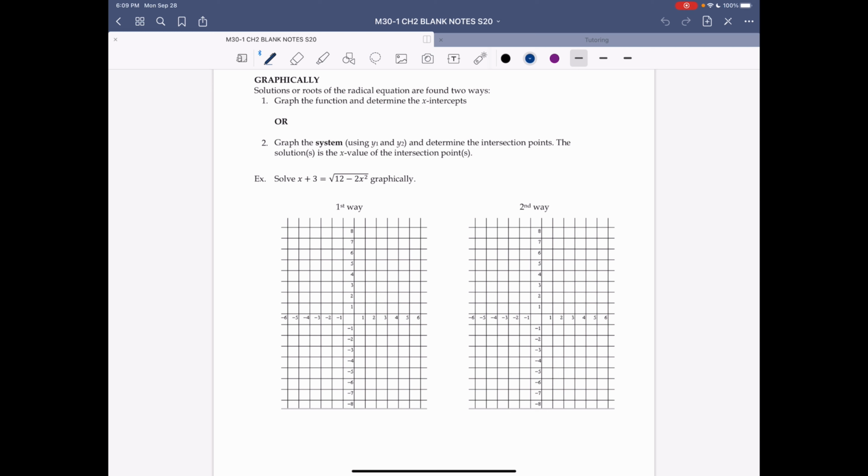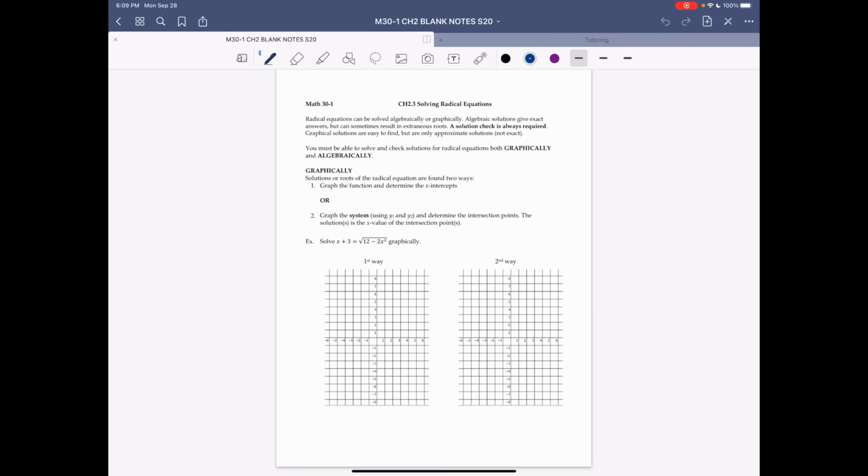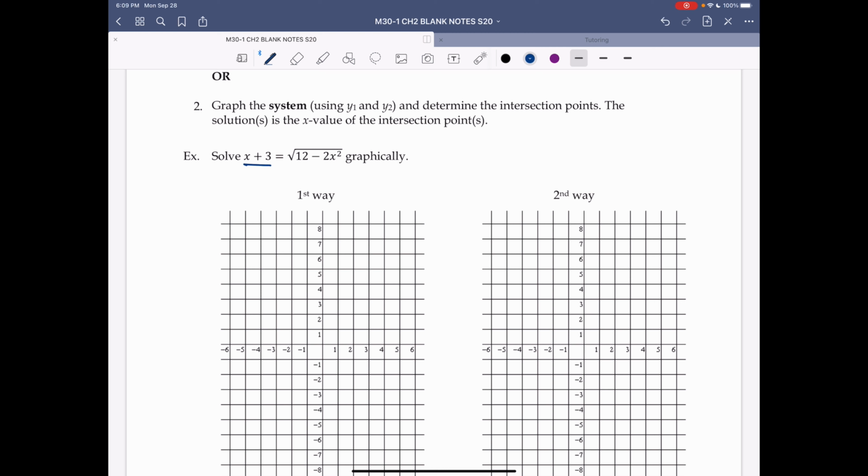Solve x plus 3 equals the square root of 12 minus 2x squared graphically. So the first way, we want to graph the function and determine the x-intercepts. We want to graph one function. Right now I have information on two sides here, x plus 3, and then our root part. We need to move everything to one side. It doesn't matter which side you move things to. I am just going to subtract the square root of 12 minus 2x squared. So I get y equals x plus 3 minus the square root of 12 minus 2x squared.